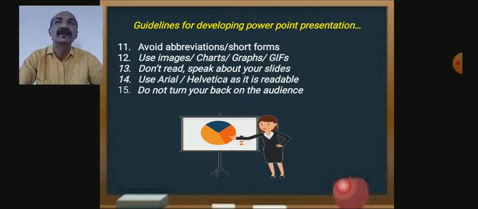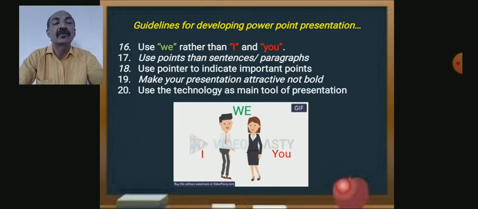The 15th point is do not turn your back on the audience. Always remember, it is an essential part of body language. If you are looking at your presentation slides and turning your back to your audience, it creates a very bad impression on your audience. The 16th point is use "we" rather than "I" and "you".